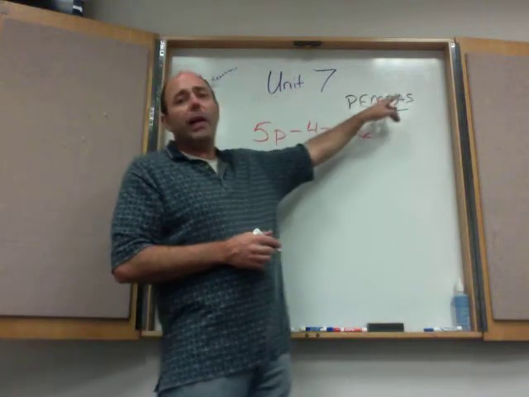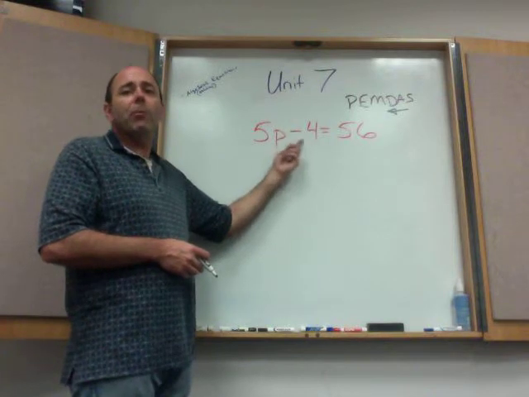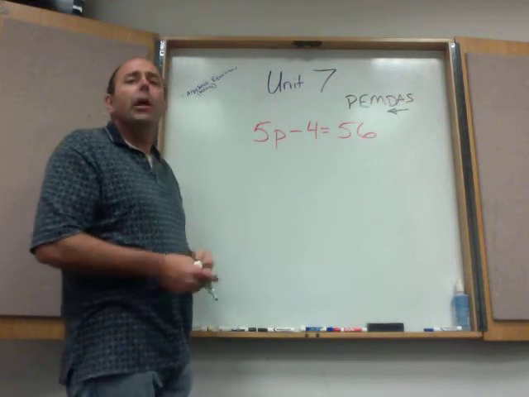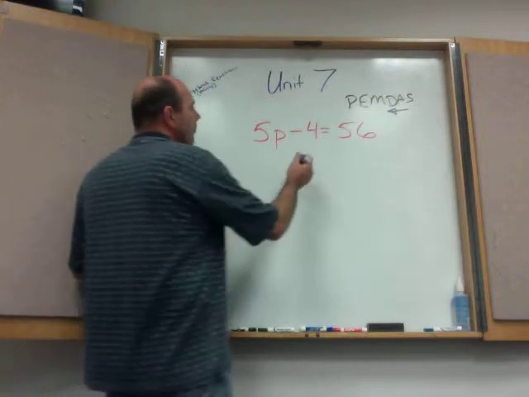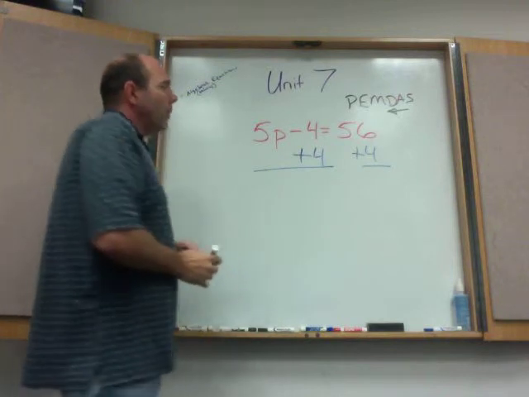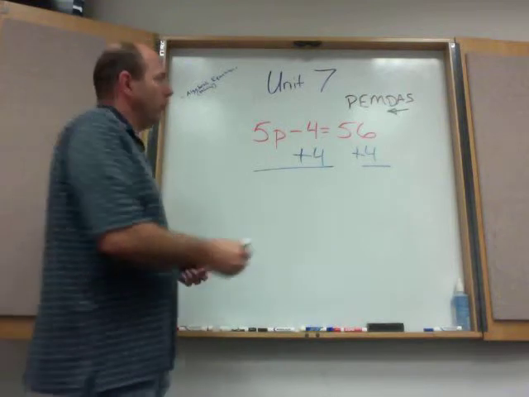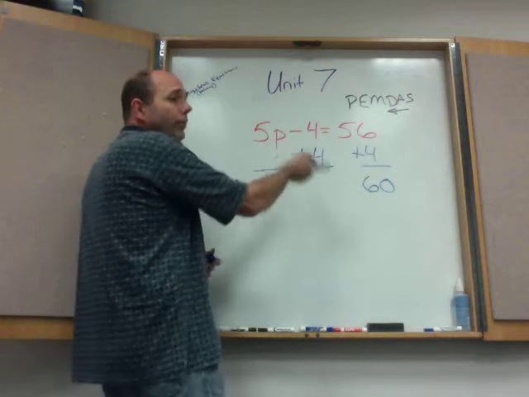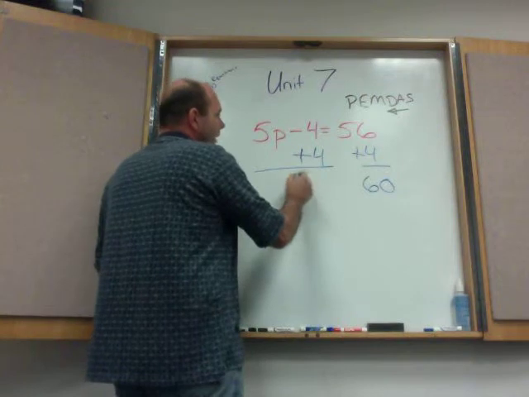And so the first thing we're going to look at, is there any addition or subtraction that we need to undo? Yes, there's subtraction. I have a minus 4. So what's the opposite of subtracting 4? Adding 4. We'll go ahead and we're going to add 4 to both sides. Remember, if you do something to both sides of an equal sign, the equation remains equal. 56 plus 4 is 60, and 5p minus 4 plus 4, that's the whole reason we added 4, is to get rid of that minus 4. So all that I have left is the 5p.